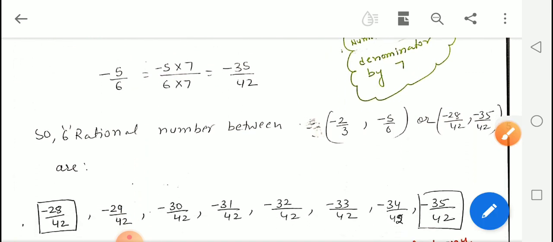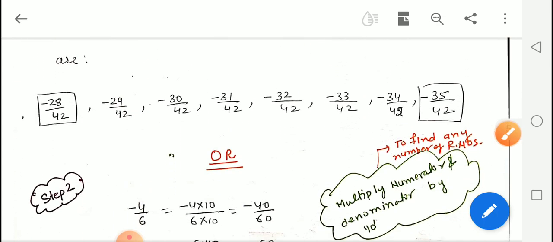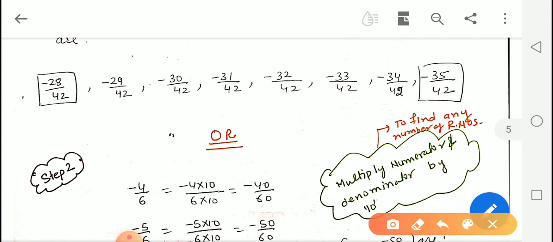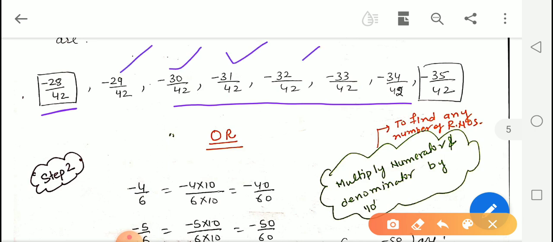Now these are the two equivalent rational numbers. So for writing the 6 rational numbers between them, we will start with negative 28 by 42, and this is the descending order we have written. When we write this, we will get exactly the 6 rational numbers in between. This is one of the methods.